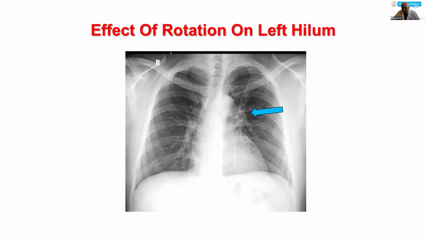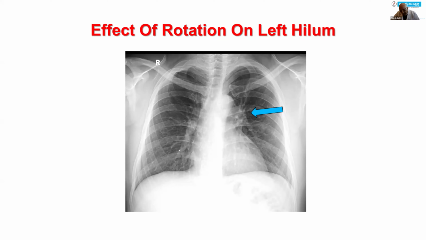Effect of rotation. Very often, the technician is not able to produce a film which is absolutely well centered. And sometimes when it is rotated, you get a shadow like this, a prominent hilum. Make sure that this is a prominent normal hilum and not a mass in the hilar region. You can do that by looking at the blood vessels. The blood vessels are actually leading towards the hilum, and the hilar density is not increased. So it's a normal hilum which is overlapping on the left lung because of the rotation. It's not a pathological hilum.